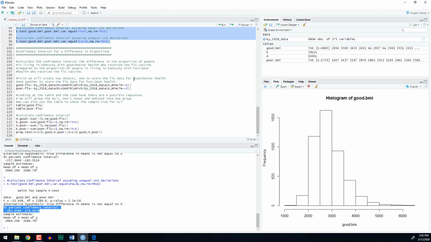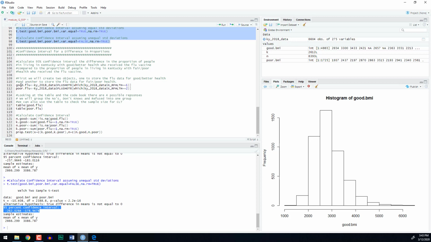We've got that health variable, and now we've got the flu vaccine. So what we're looking at, if we consider those with good or better health and look at the proportion of them who got the flu vaccine, does that differ from those who have poor health who received the flu vaccine? So the first thing we're going to do is similar to when we worked with means. We're going to create 2 different objects, one to store the information for those in the good health category and one for those in the poor.